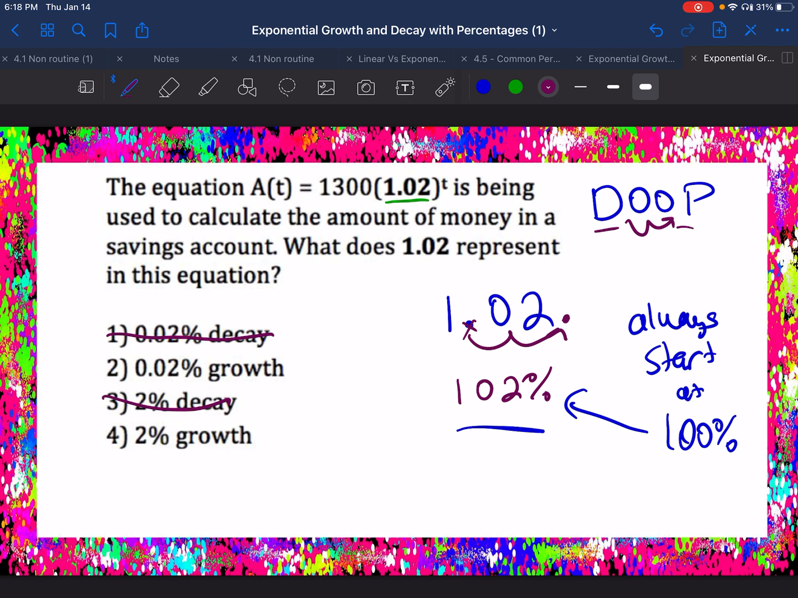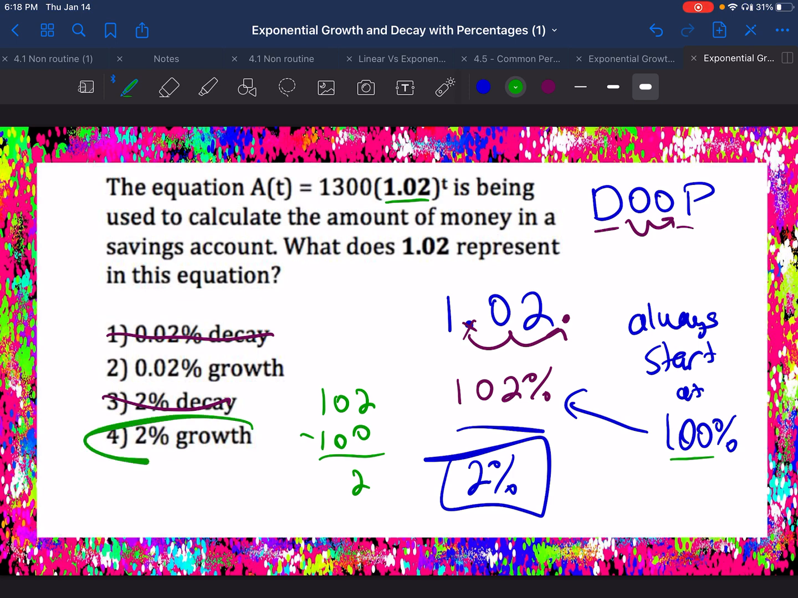Now, choice 2 and 4 look almost identical, but one says a decimal percent growth and one said 2% growth. Here's what you do. You take whatever percent you got from the problem and you can subtract 100 if it's over 100. Or this is like mental math. How do you get from 100 to 102? It's 2%. It's like you got 2 bonus points on a test. But you could also do the subtraction. Take 102, subtract your 100%, and you get your 2% growth.